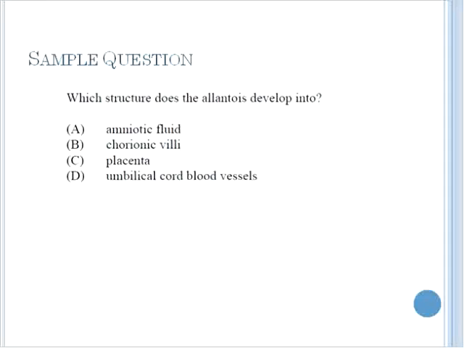In past public examinations, questions have been posed on this material, an example of which you see in front of you. This question reads, which structure does the allantois develop into? You'll recall that the allantois gives rise to the umbilical cord.